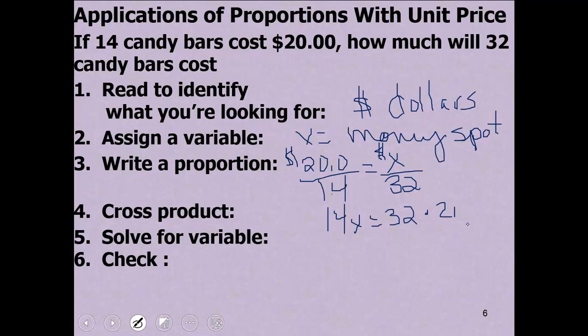32 times 20. So 14x is equal to, well, 3 times 20 is 600. That should be 640. And then I'm going to divide that by 14. So 32 candy bars will be $45.71. Like that.